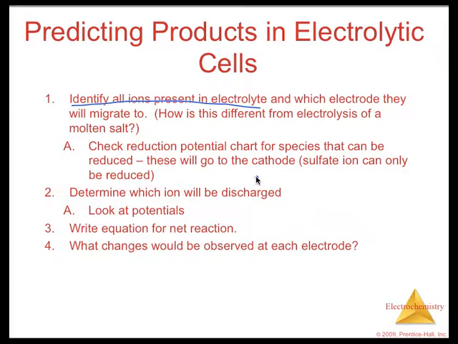Check the reduction potential chart for the species that can be reduced. Those will go to the cathode. Check for those that could be oxidized. Look for the ion that will be discharged. You're going to look for the potentials. The more positive, the more spontaneous it is. Write the equation for the net reaction and then try to determine what the changes would be observed at each electrode.